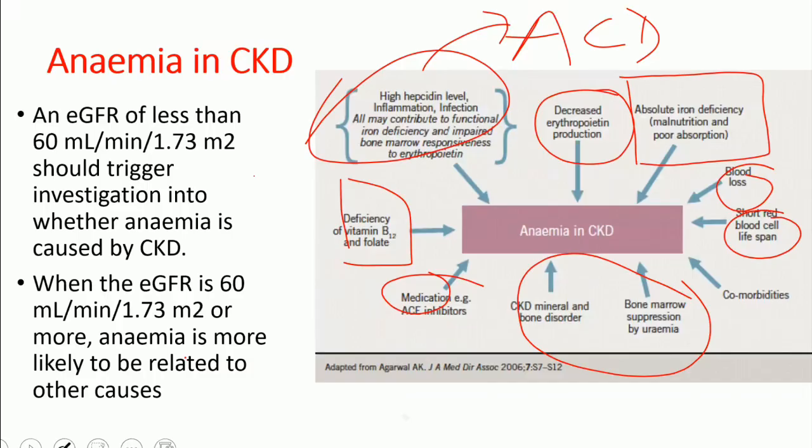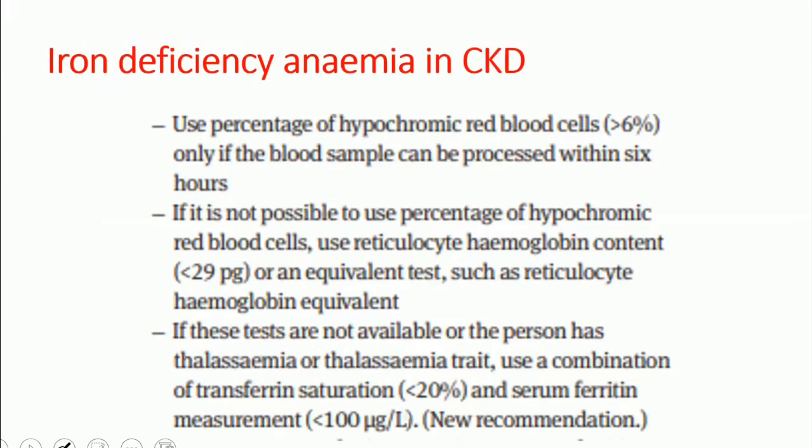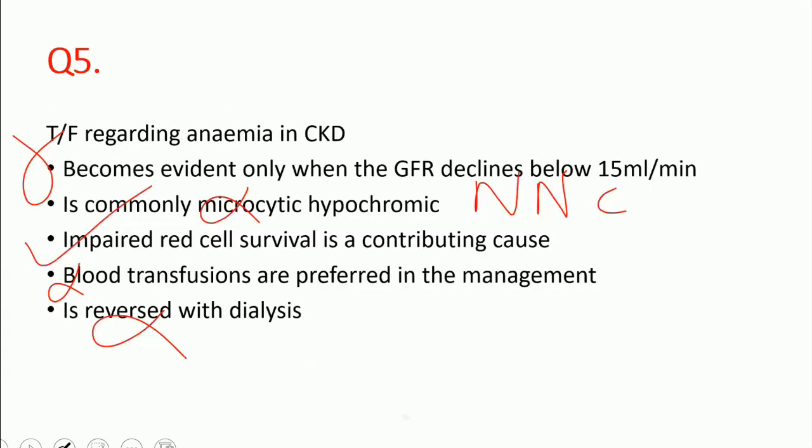Right. So this is the sort of thing to remember, causes of anemia in CKD. Any questions about question number 5? So that last statement, reversed with dialysis: if there is uremia induced platelet dysfunction, that will get a bit better, but it is not reversed with dialysis. That's a broad statement. You can't say it's true because of that only. Of course, you will get transient improvement in the platelet function, but you can't say it is reversed.